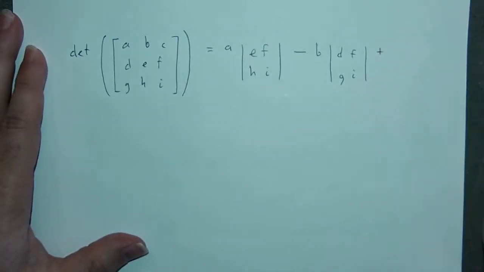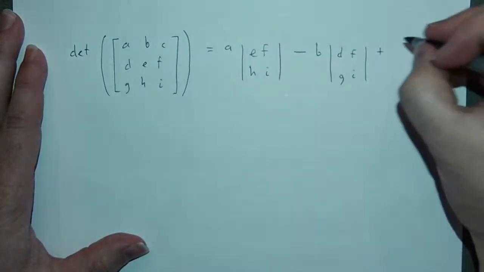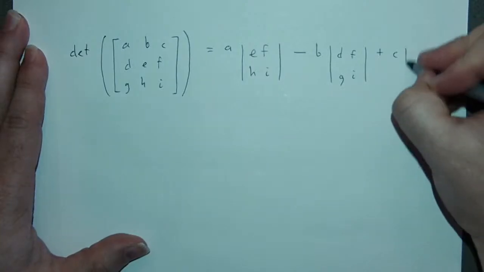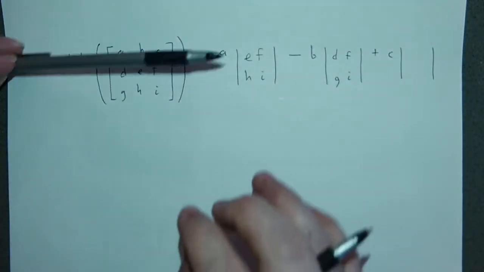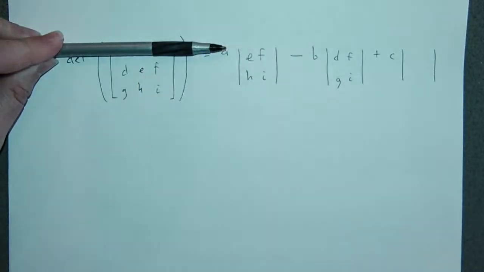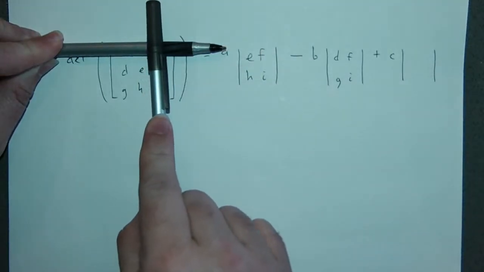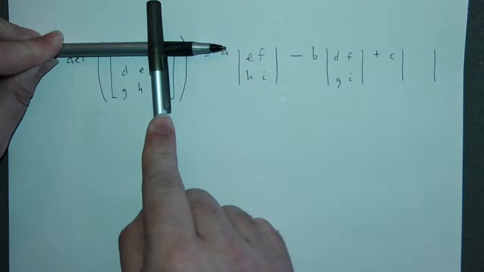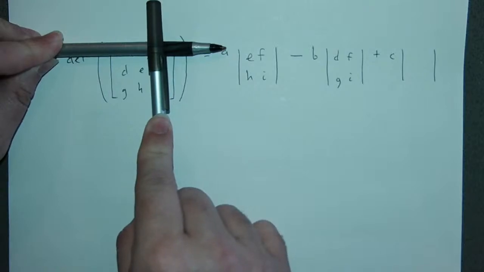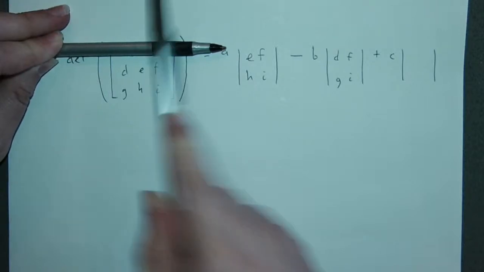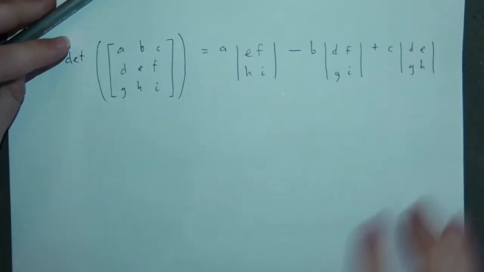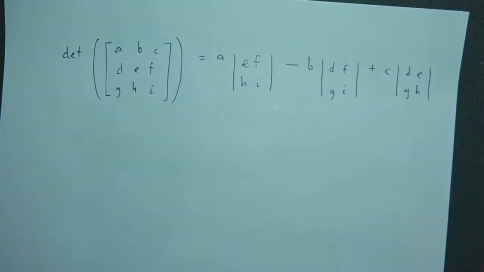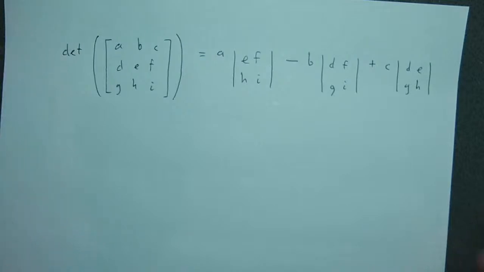Okay, lastly, I add C times the determinant of a 2 by 2 matrix that I obtain in the exact same way. So I cover up the top row as always, and I cover up the column that C is in, which is the third column, and I'm left with a 2 by 2 matrix DEGH. All right. This is the way to remember how this is computed.